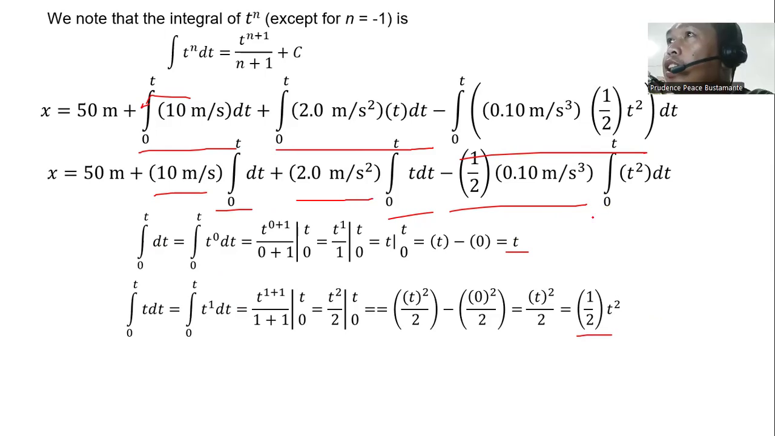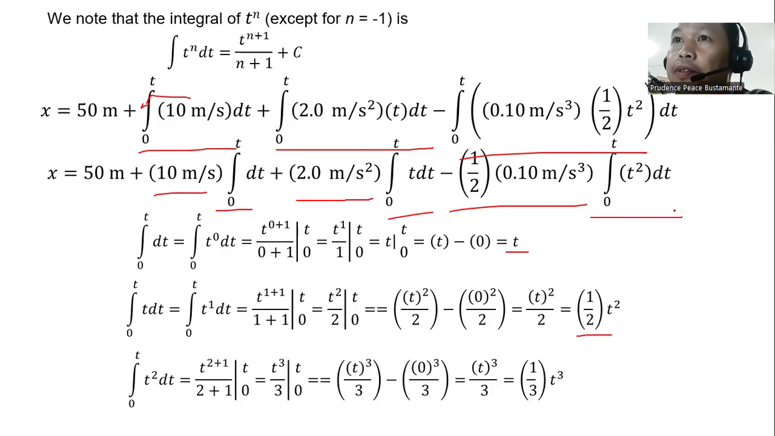One thing we're not familiar with is the integral of t squared dt. Here, the integral of t squared dt is t to the 2 plus 1 over 2 plus 1, which is t cubed over 3, from 0 to t. So we put the upper boundary, t cubed over 3, minus 0 cubed over 3, so this one is equal to 0. So we have t cubed over 3 or 1/3 t cubed. So we know this one is just t. We replace it by t, by 1 half t squared, and 1/3 t cubed.